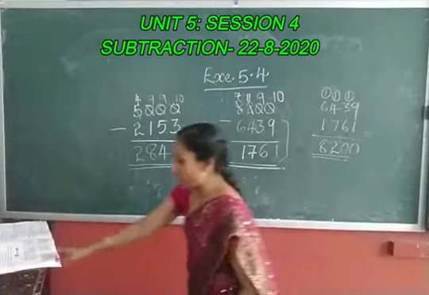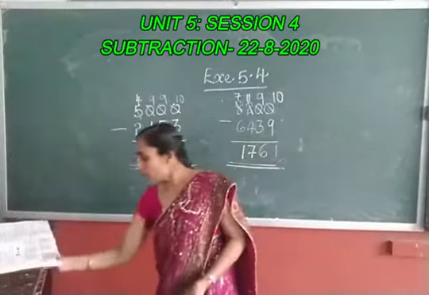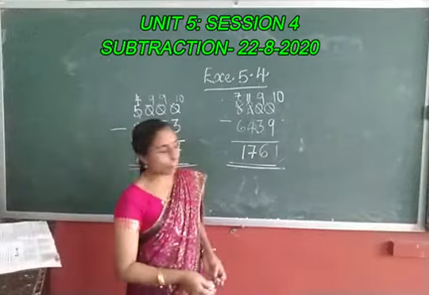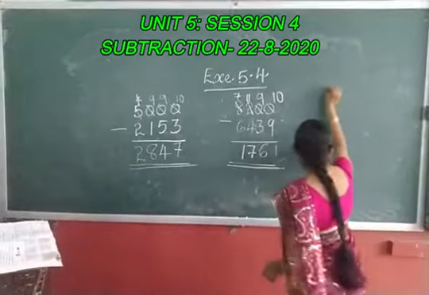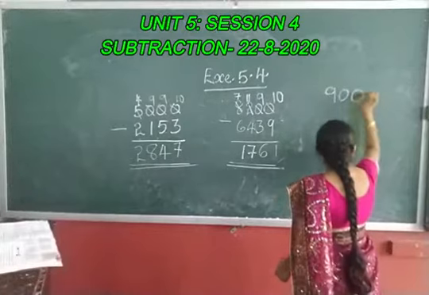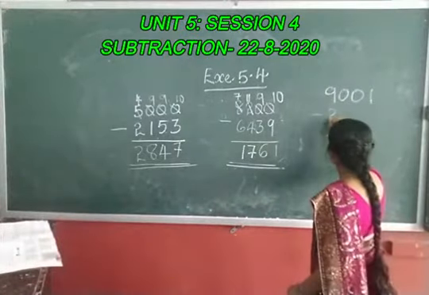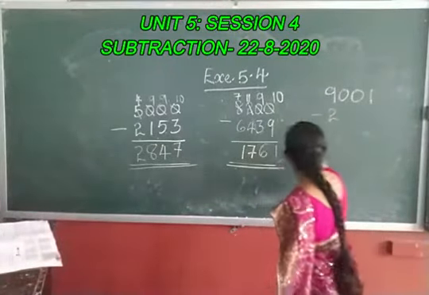By checking we can understand. Next one. 9001 minus 2397.